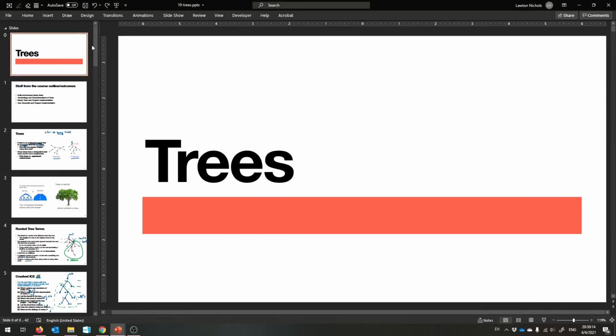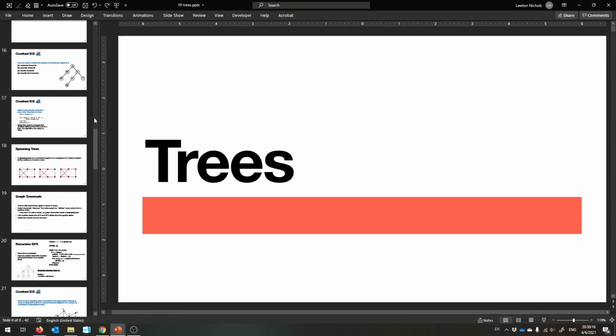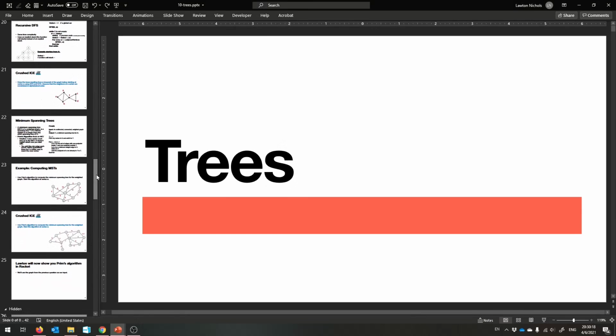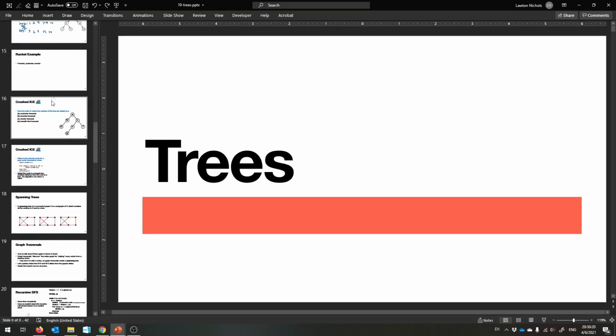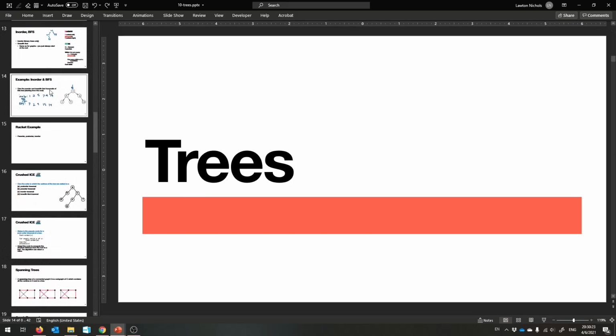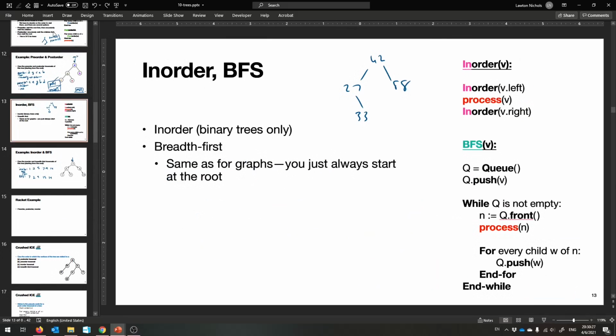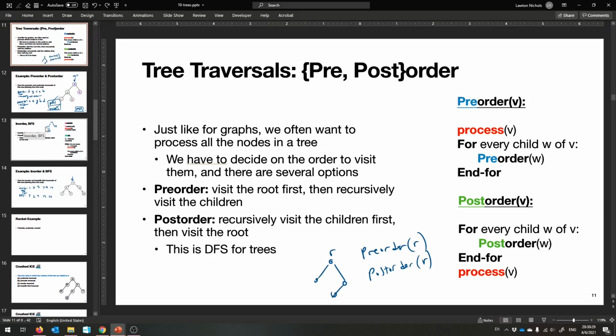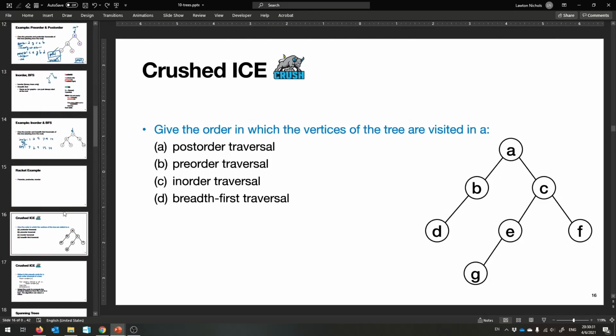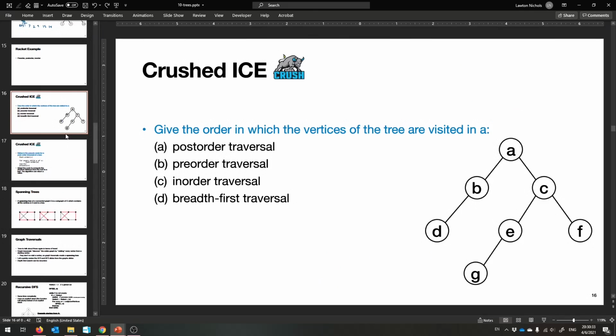Alright, hello and welcome to the next lecture in the trees set of slides. So what we're going to do is finish these up, and we stopped down here where I was talking about the different kinds of traversals for trees, gave the algorithms, gave some examples, gave you racket code, and now it's your turn to try and remember all of these terms.